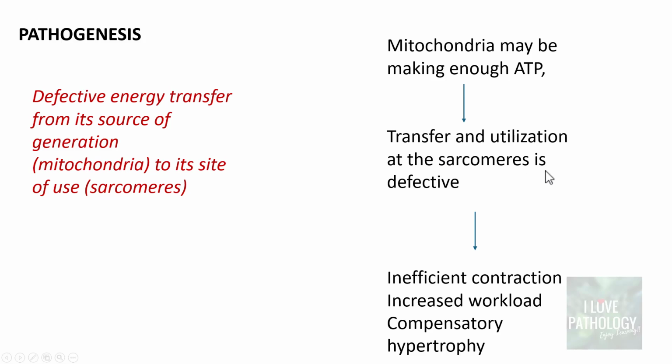Now, once there are defective sarcomeric proteins or the energy utilization is defective, then there will be inefficient contraction leading on to increased workload and finally compensatory hypertrophy, and that is the mechanism for the final development of hypertrophic cardiomyopathy. Got this point? So there will be defective energy transfer. Remember the words defective energy transfer.